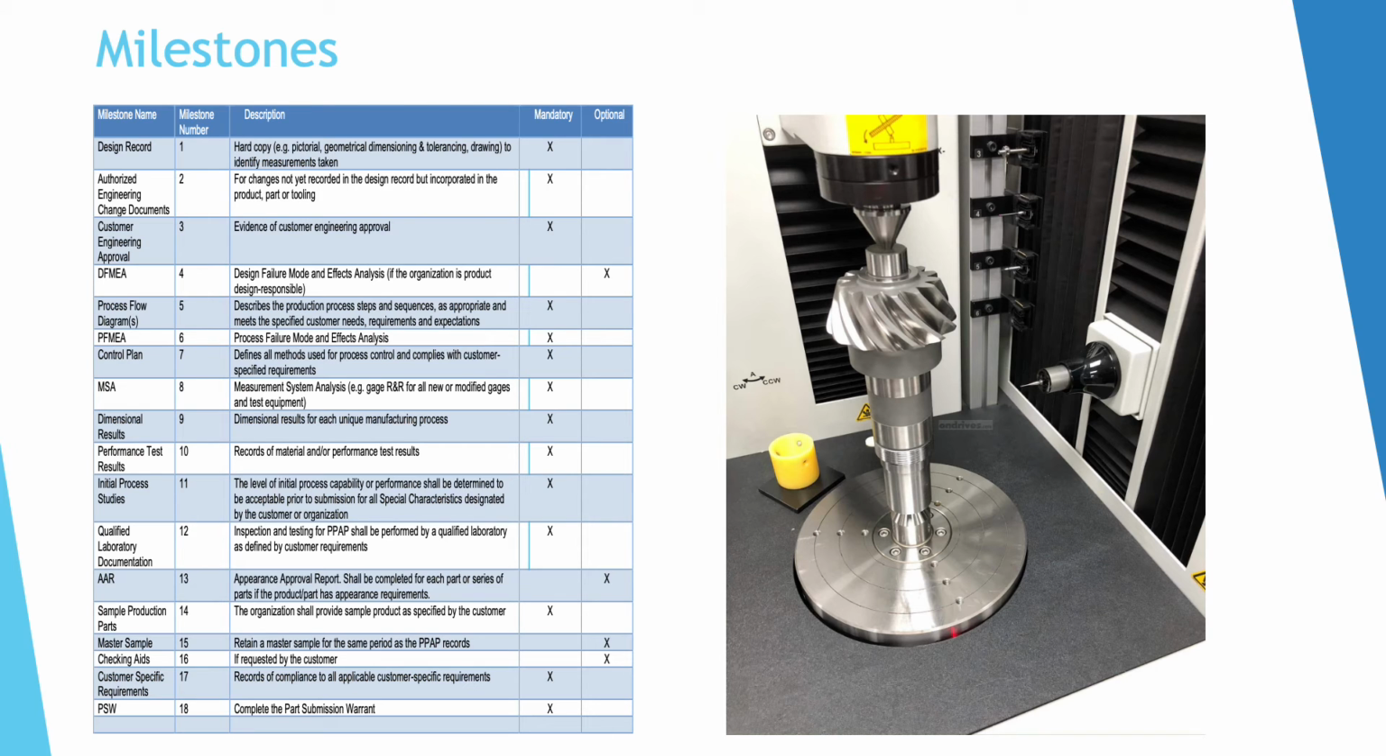The milestones for this project were based on the PPAP elements. They were set in a sequential order, everything from obtaining the design records to submitting the PSW. The team identified which ones were mandatory and which ones were optional. The optional milestones, or not required by the customer, were the DFMEA, AAR, master sample, and checking aids.